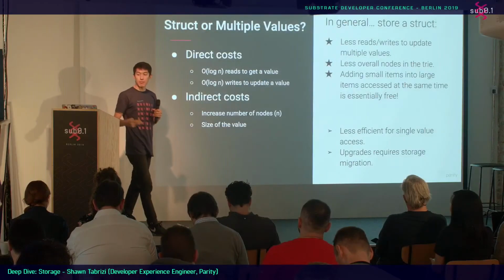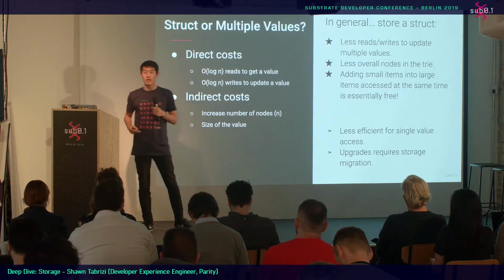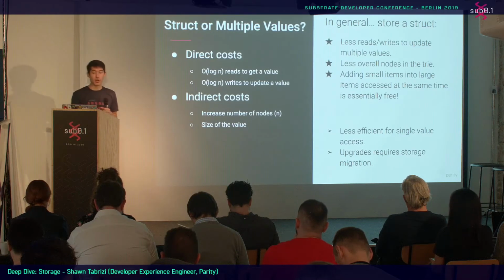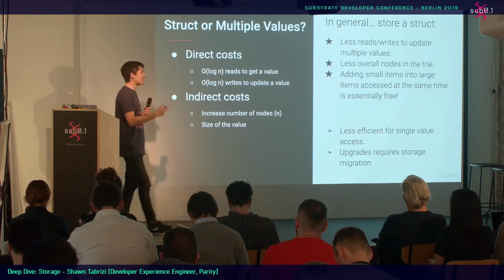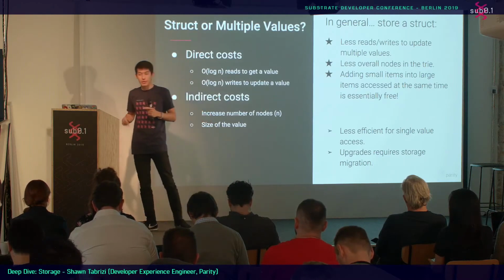There are direct costs: increasing the number of reads and writes to the overall tree when you add more nodes. Each one is O(log n), where n is the number of nodes in the tree. And there are indirect costs, like the size of the value. When you have a larger struct with a lot of data, it takes longer to read that value.